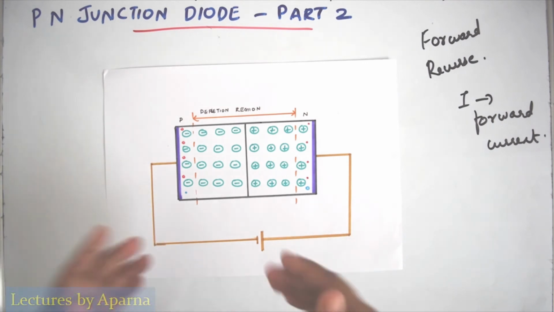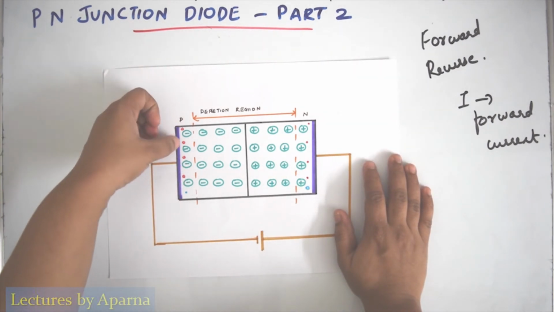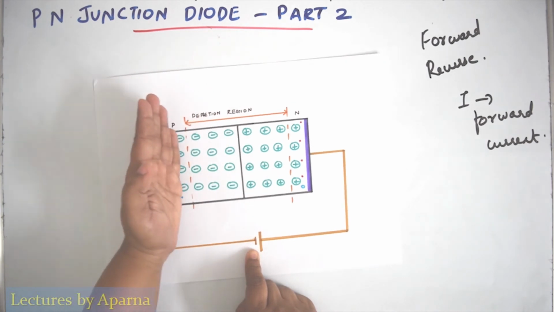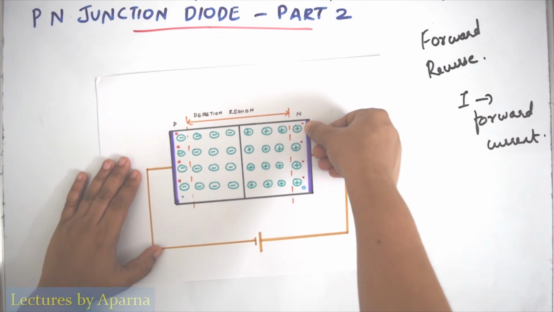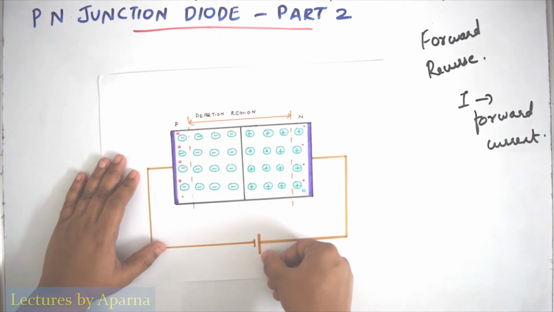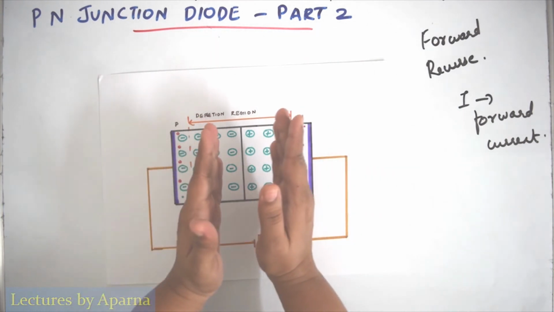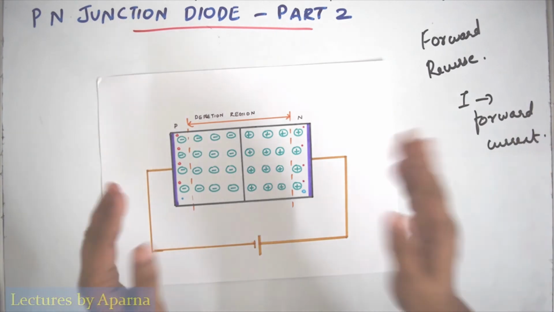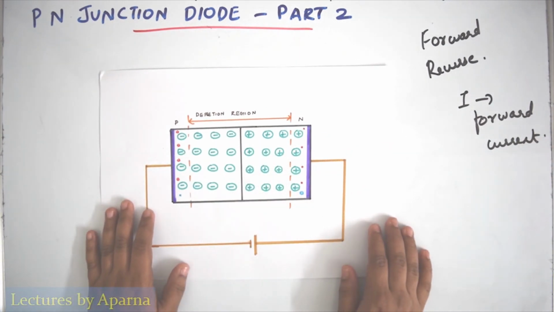So what is happening in reverse biased condition? The majority carriers here, which are holes, will be attracted towards this negative terminal of the battery and they move away from the junction. Similarly, in the n-type region, the electrons will be attracted towards this positive terminal and they move away from the junction. As they move away from the junction, the depletion region width will increase, and so there will be no current passing through this junction.